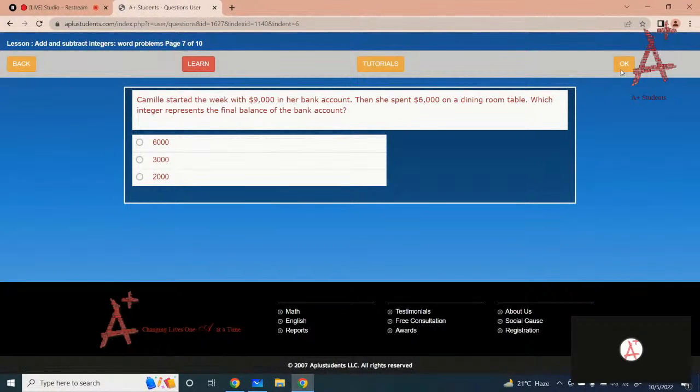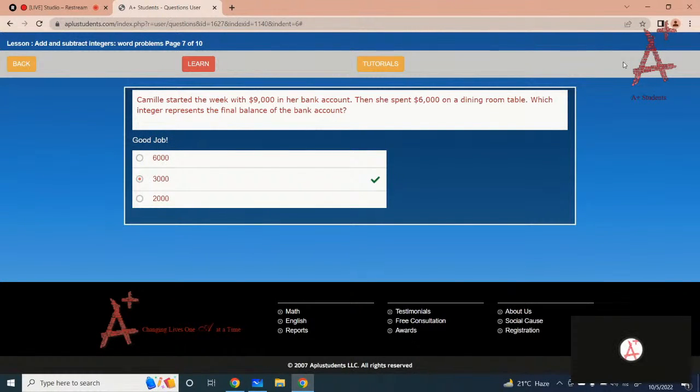Okay, Camille started the week with $9,000 in her bank account. Then she spent $6,000 on a dining room table. Which integer represents the final balance of the bank account? So she started with 9,000. She has used 6,000. So what amount is she left with? Yes, it is 3,000. Got it. So select the correct option and click on the OK button.